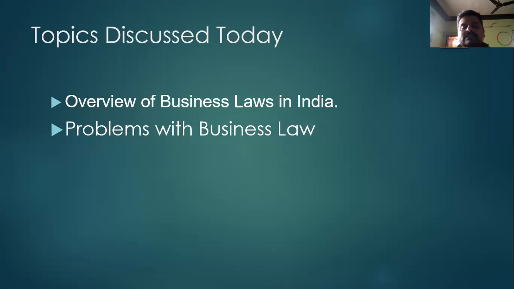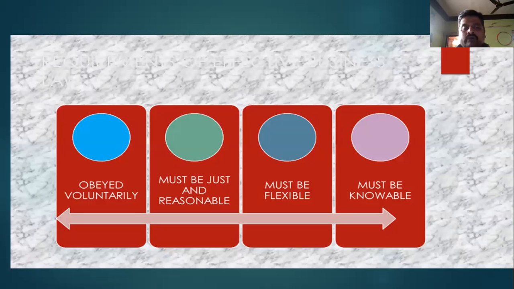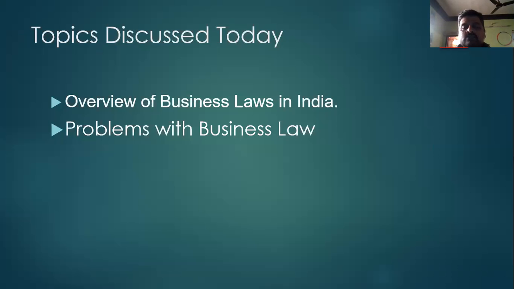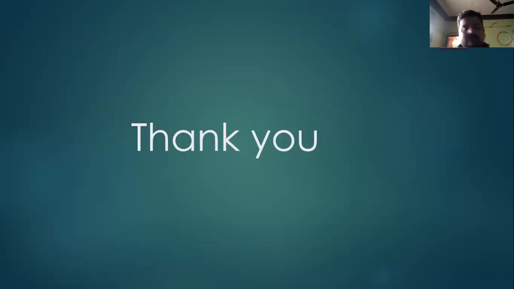And this is what we discussed in today's class: problems with business law over the business law in India. So how do we overcome these problems? Any law you make should be obeyed voluntarily. People should voluntarily come forward and obey the laws. It must be just and reasonable, flexible, and knowable. That's how the law can be made and implemented. And this is what we discussed. This is all about the first chapter.